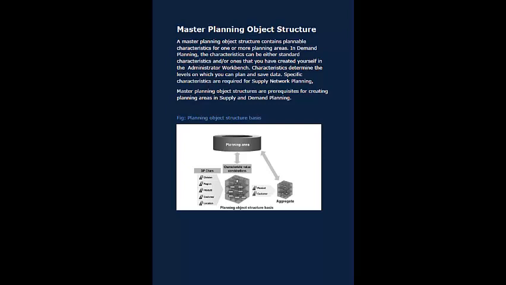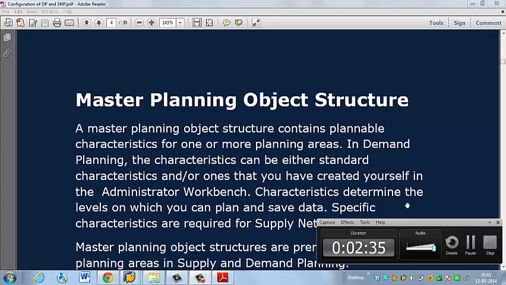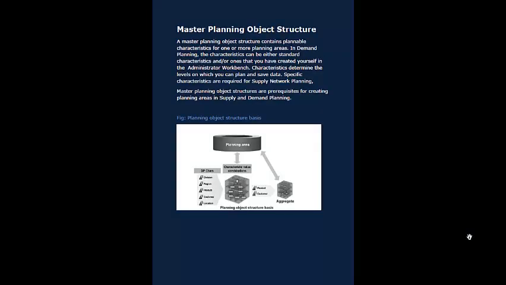Before going to explain what is master planning object structure, I will give an overview on key figures and characteristics. Key figures hold movement data in the InfoCube fact table as quantity or value. For example, key figures can be sales value, sales quantity.